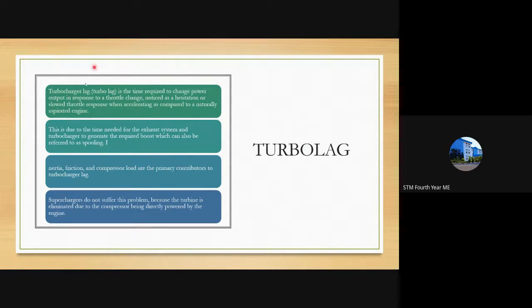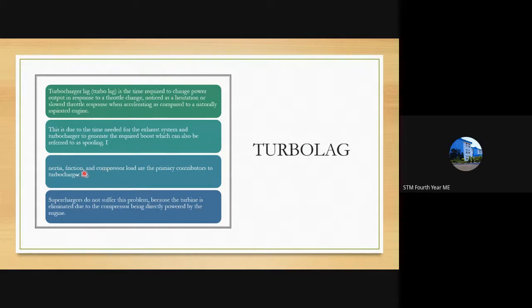These are due to inertia, friction, and compressor load. So for exhaust gas, as I have already told you, a single cylinder produces exhaust at a time, but in the case of a 16 cylinder, 12 cylinder, or 8 cylinder engine, two cylinders may provide significant exhaust to run the turbine. But a single exhaust provides only limited power, and the load to run this compressor is much higher. Due to being a metallic part, the load will be much higher for the compressor to run.